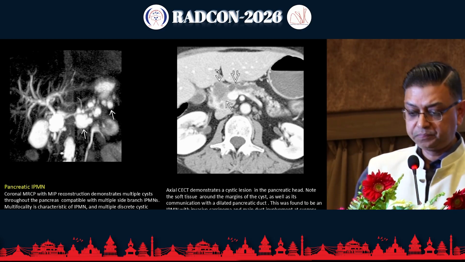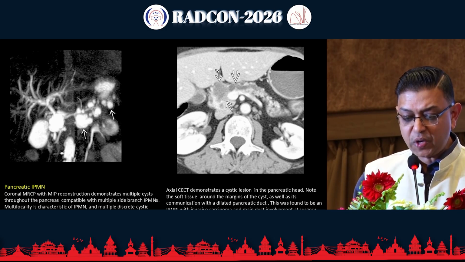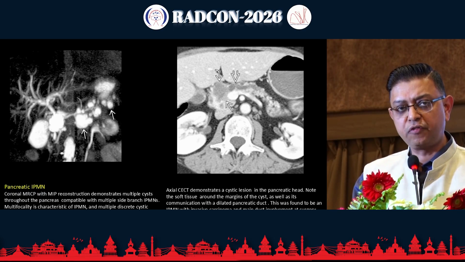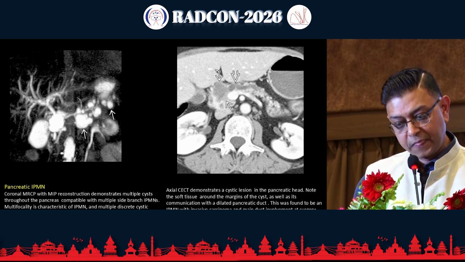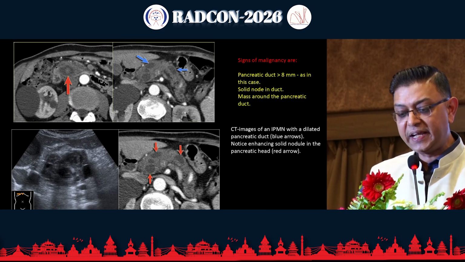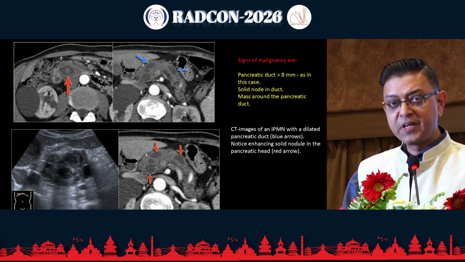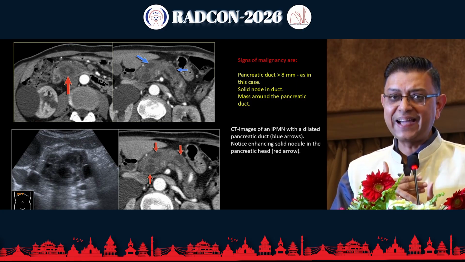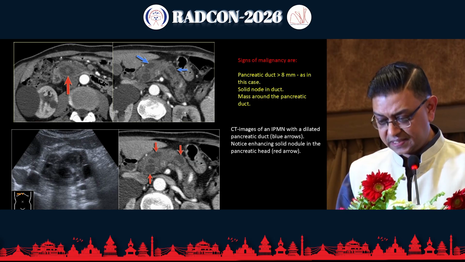One more example. There, you can see an IPMN, but what you have inside is an enhancing soft tissue. Again, the moment you see an enhancing soft tissue, you know this is a malignant lesion and this should go for surgery. So what are the signs of malignancy? If your main pancreatic duct becomes more than 8 mm, if there is a solid nodule in the duct, or if the dilatation is increasing very rapidly, these are the sinister signs.